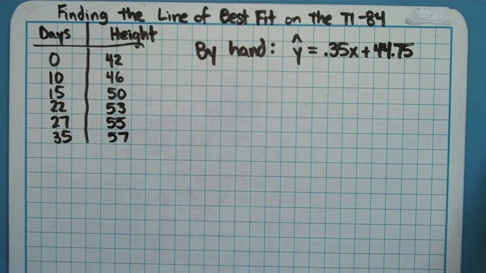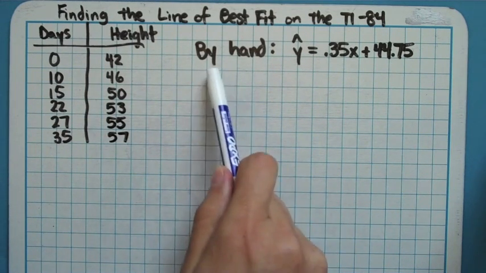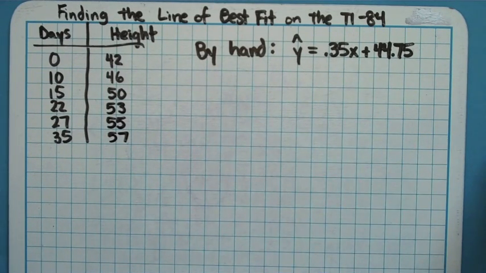In our last video, we learned how to give the equation of a line of best fit by hand, and this is the result that we ended up getting. This is a totally fine way of going about finding a line of best fit, but it is prone to error, and there's not really a lot of consistency there.